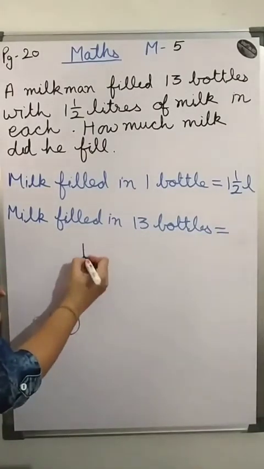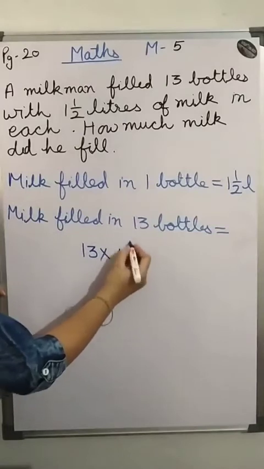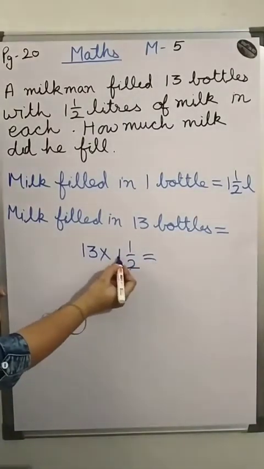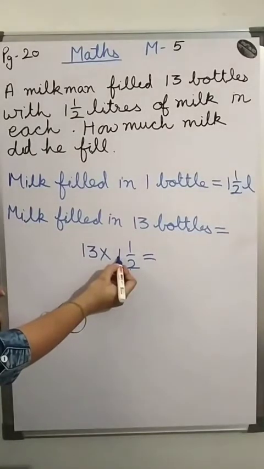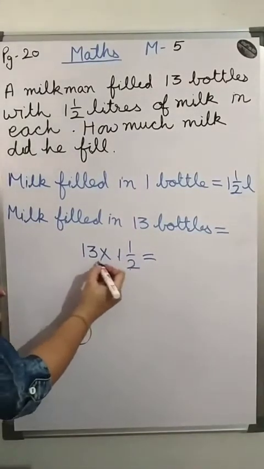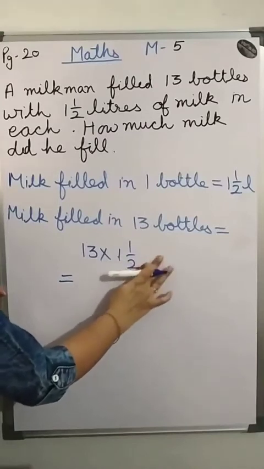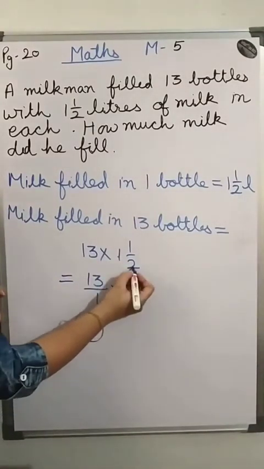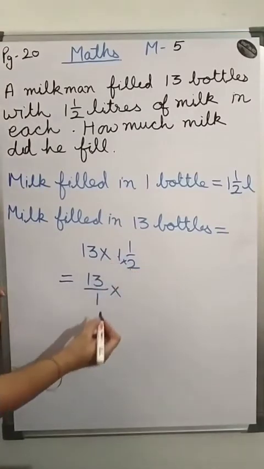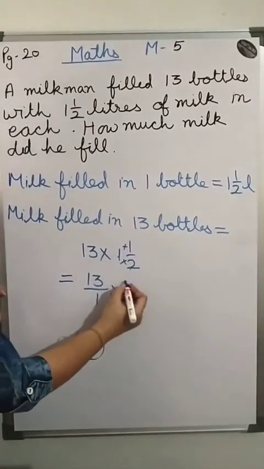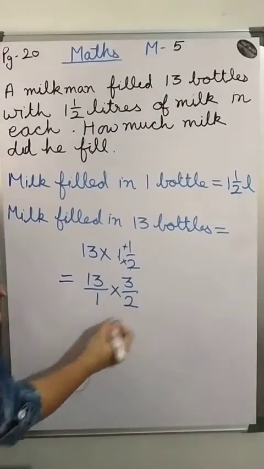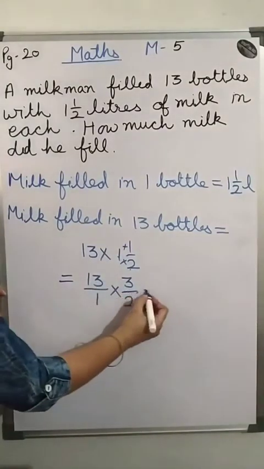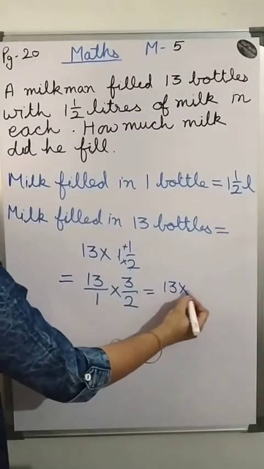So what we do here, we multiply it. 13 multiply 1 by 2. The next step is, first we convert this one into an improper fraction. And this we write down. 13 upon 1 multiply 2 into 1 is equal to 2. 2 plus 1 is equal to 3. 3 upon 2. Here nothing we can cut, so we multiply numerator to numerator and denominator to denominator.